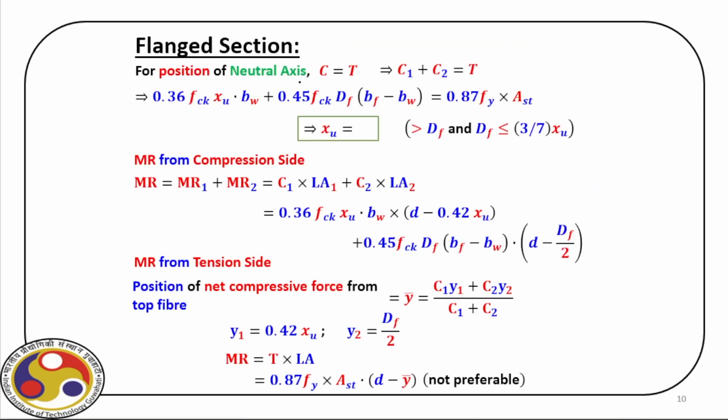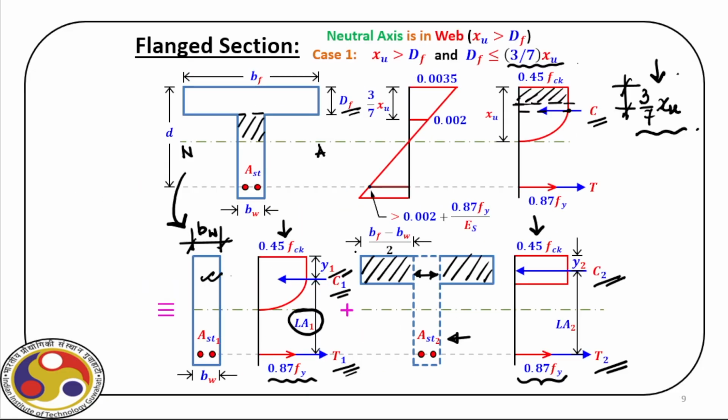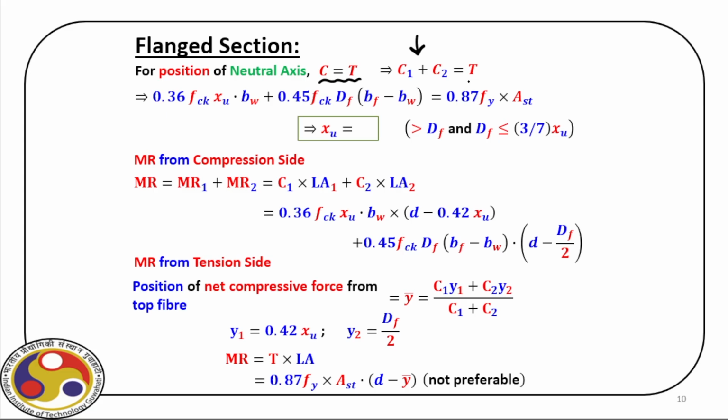So, for the location of the neutral axis, again what we have to do, we have to balance C with T, but remember in case of C, we have C1 plus C2 as I have already explained here. So, we have C1 here and then C2 here. That is the total C, and then that is balancing the total tensile force T.